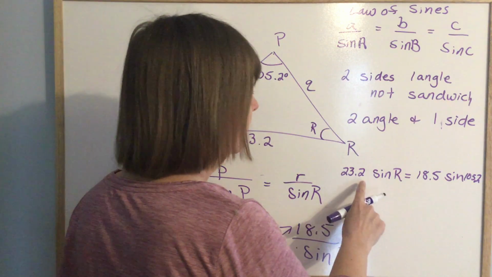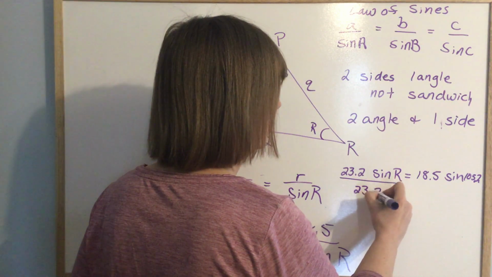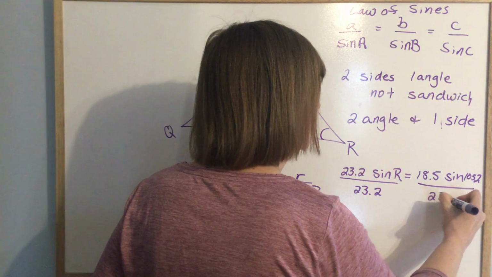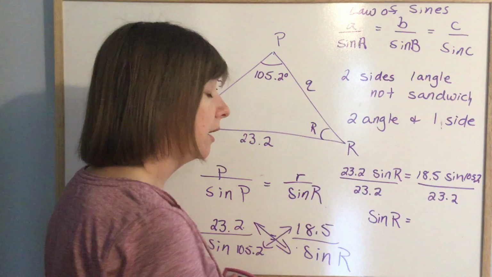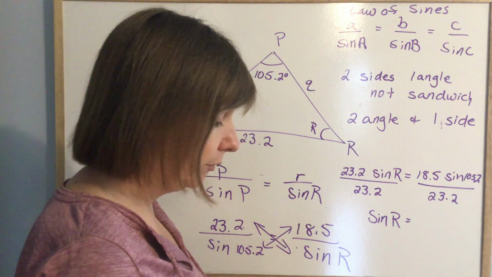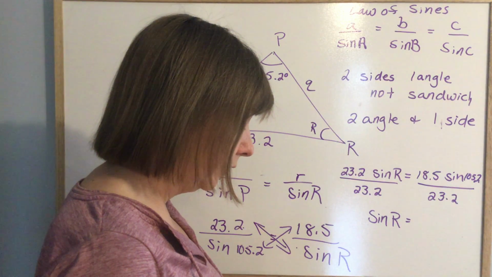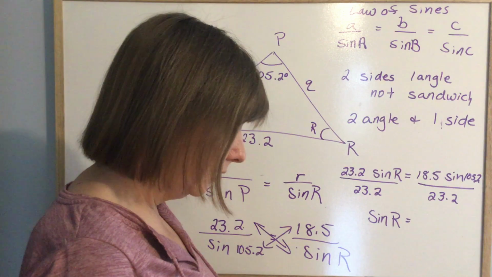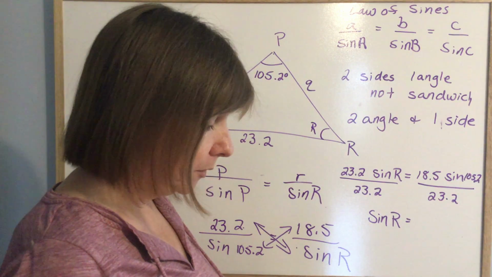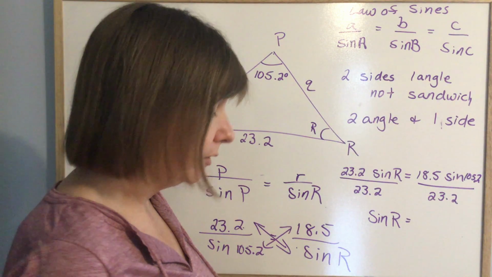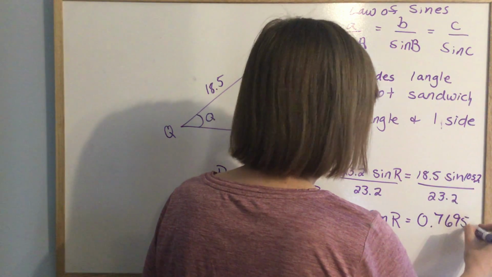Okay, now I want to get sine R by itself, so I'm going to divide this side by 23.2. So I have sine of R is equal to, and again, I could figure that out. Now I'm going to figure it out, but I'm not going to clear it off my calculator when I do. So I'm going to do 18.5 times sine of 105.2, and I'm going to hit equals, and then I'm going to divide by 23.2, and I get 0.7695, and it keeps on going.